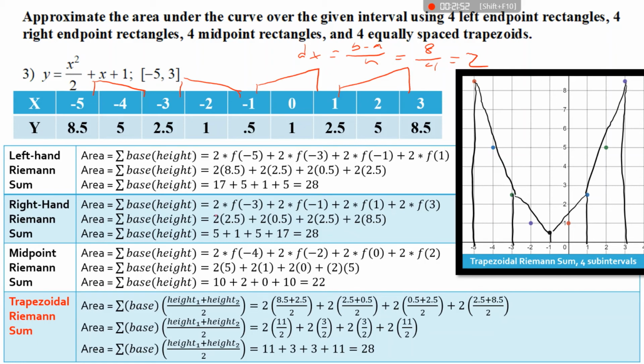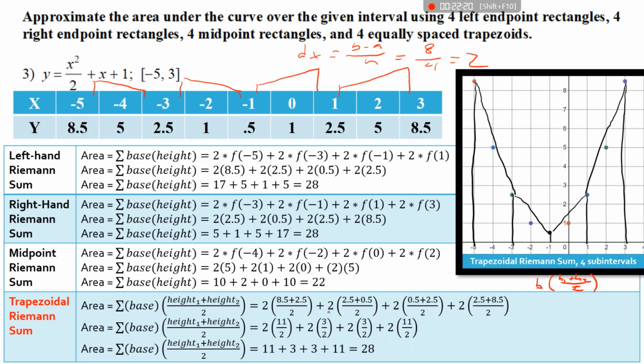So that's a base of 2 with heights of 8.5 and 2.5, which will average to 11 divided by 2, or 5.5, times 2 is 11. So again, the area of a trapezoid is base times (h1 plus h2) over 2, which is what I'm doing for all of these trapezoids.